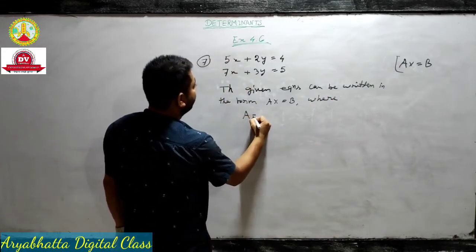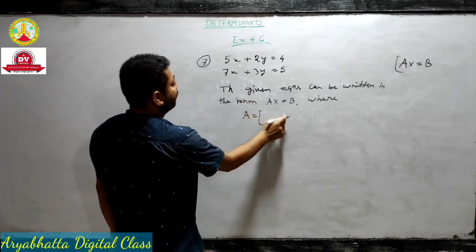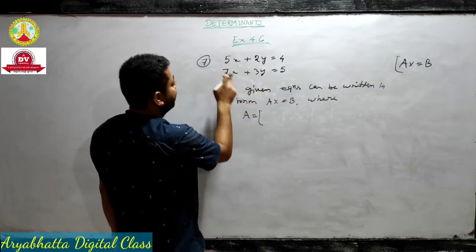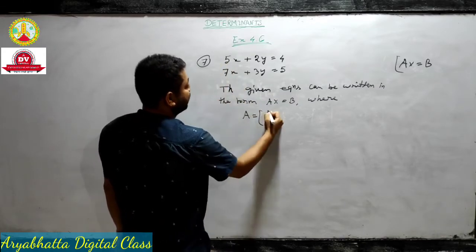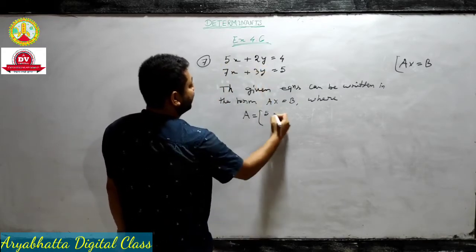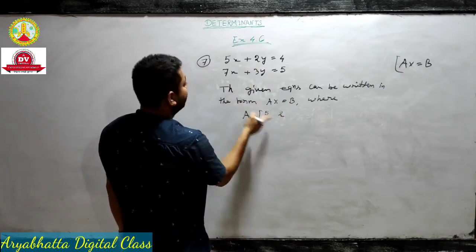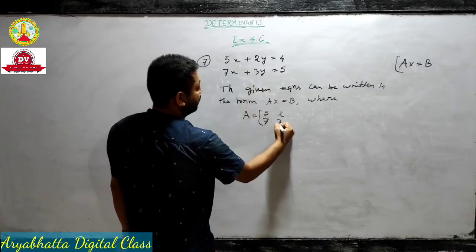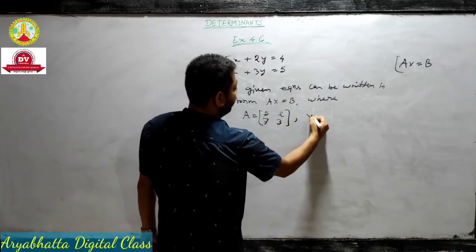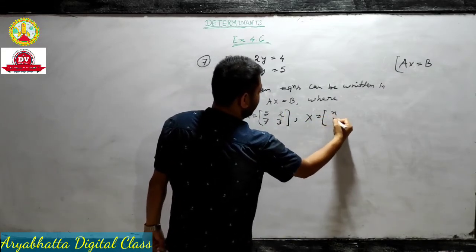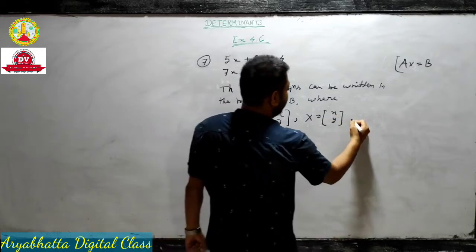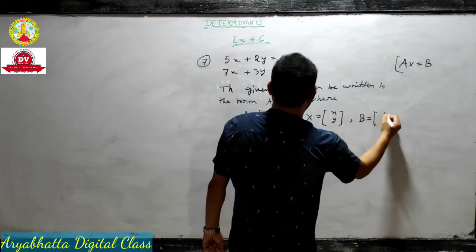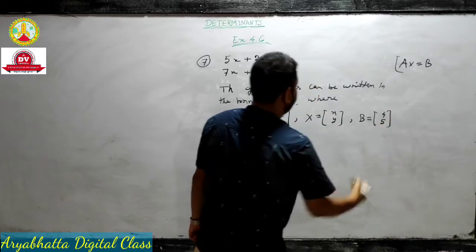A is equal to, for the first row, the coefficient of x is equal to 5, the coefficient of y is equal to 2. For the second row, the coefficient of x equal to 7, the coefficient of y equal to 3. Capital X equal to x, y, and capital B equal to the constant terms 4, 5.